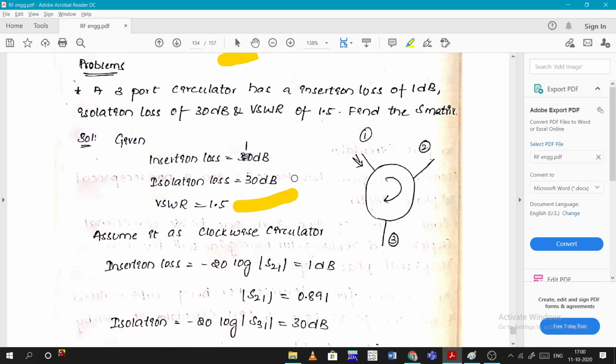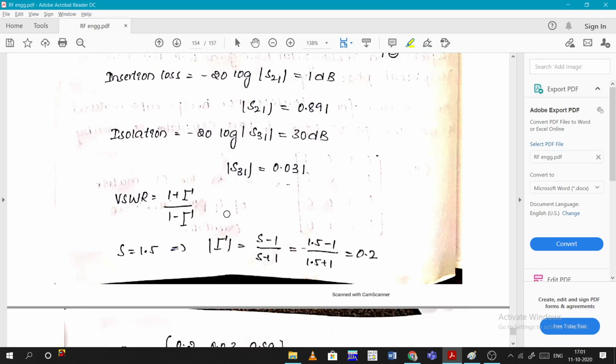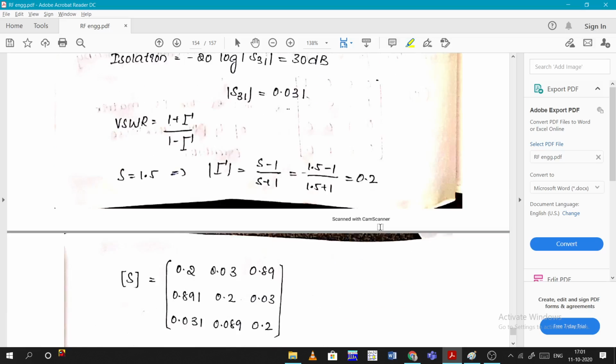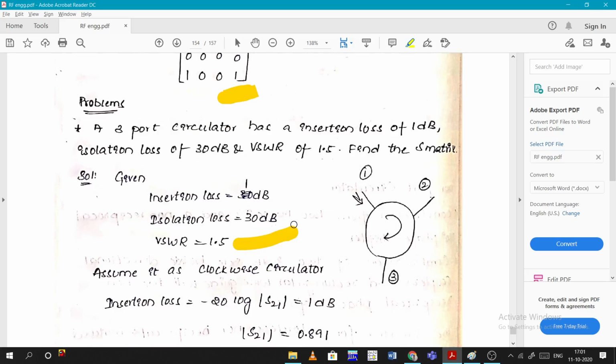Now along with insertion loss and isolation loss, you will be given VSWR. VSWR is voltage standing wave ratio, which can be represented by the letter S. So we can find insertion loss and isolation, and there is also a formula relating standing wave ratio and reflection coefficient. We can write gamma equals S minus 1 by S plus 1, where S is equal to 1.5, and we got gamma as 0.2. Gamma is S11, S22 and S33 are also gamma, basically reflection. So all these will be 0.2, 0.2, 0.2, and the remaining values are found using insertion loss and isolation loss.